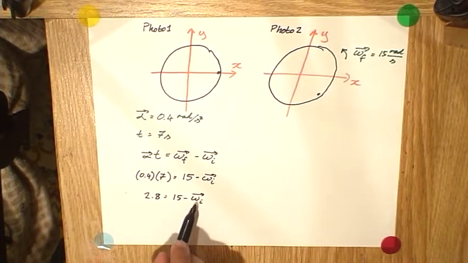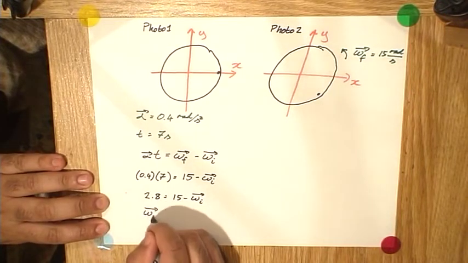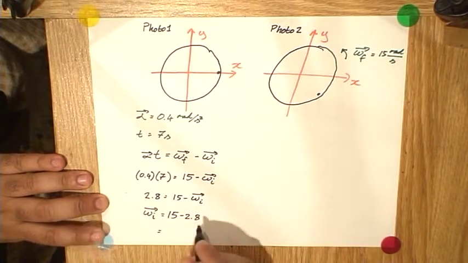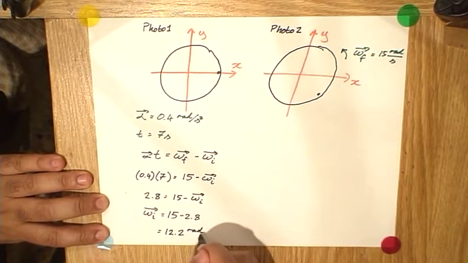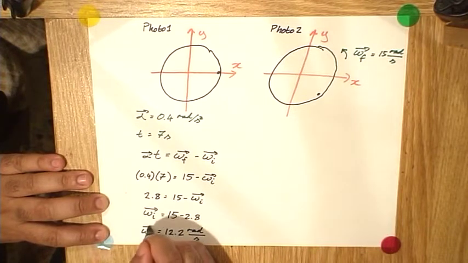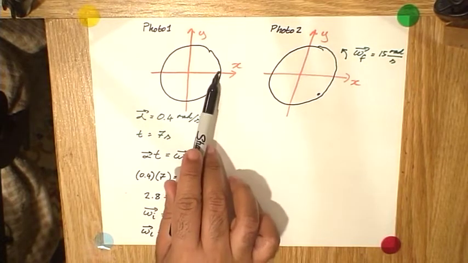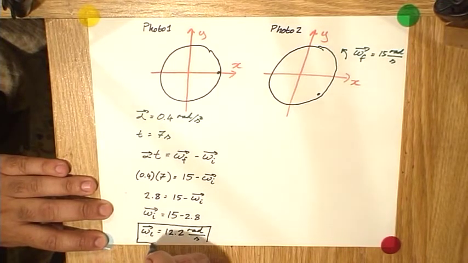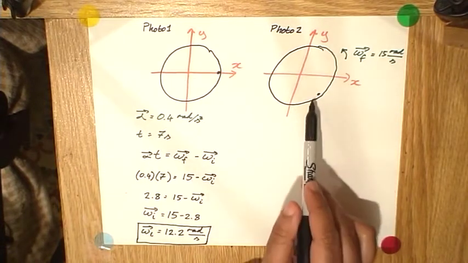And now all we need to do is add the initial to both sides and subtract 2.8 from both sides. So initial equals 15 minus 2.8, which is going to be equal to 12.2 radians per second. So this was the initial velocity of the marker over here in angular terms. This was the initial angular velocity, the initial rotational velocity of this marker. And then over the course of 7 seconds, it sped up to 15.